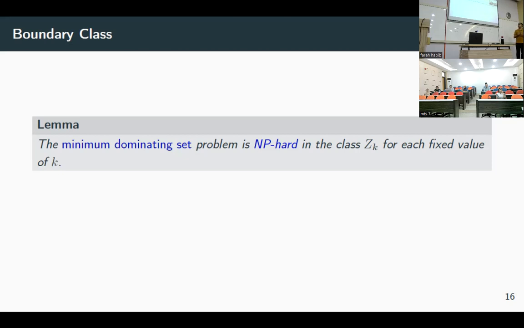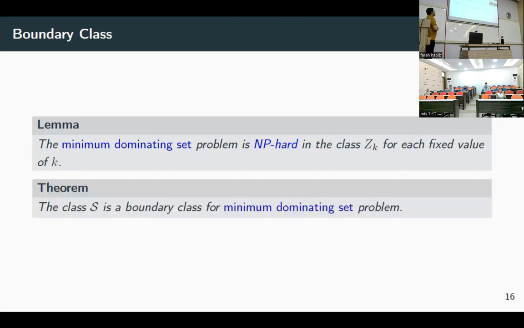So we say that the minimum dominating set problem is NP-hard in the class dk for each fixed value of k. So if you fix the value of k, the k could be 3, 4, 5, 6, 7, any positive integer greater than or equal to 3, then it's NP-hard for such things, right? So you can imagine what is Z4, Z5, Z6. So it could be a forest, right?